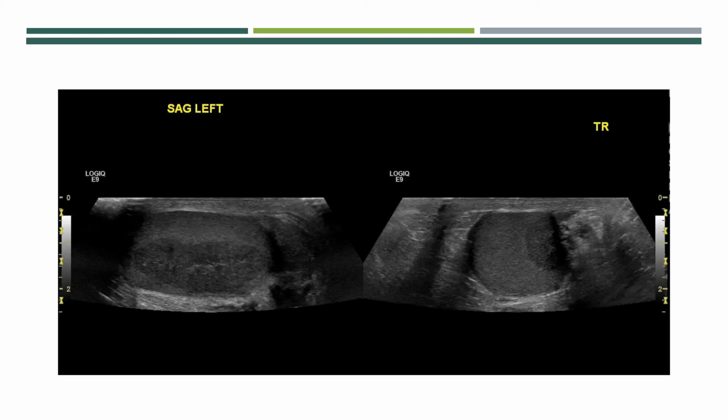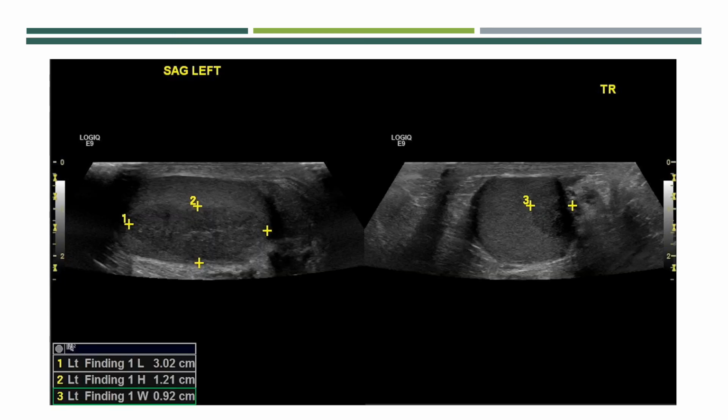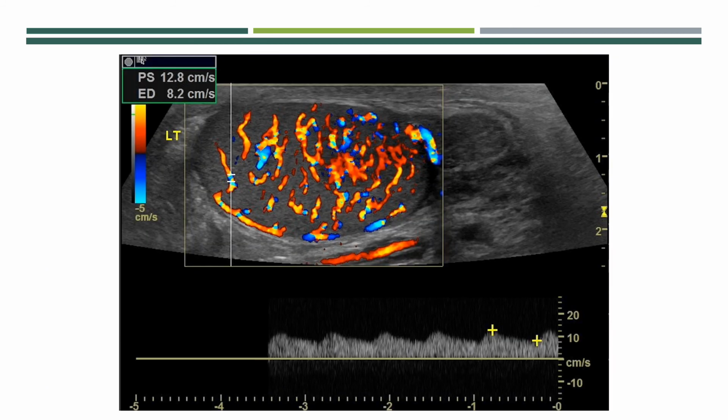Moving on to the left testicle, we can see a very similar area in the same location. It is similar in size to the right side, measuring 3 by 1.2 by 0.9 centimeters. We can see that there's good arterial flow in the testicle. We can also see from the color Doppler that the mass is also well vascularized, and perhaps slightly differently from the rest of the testicle.